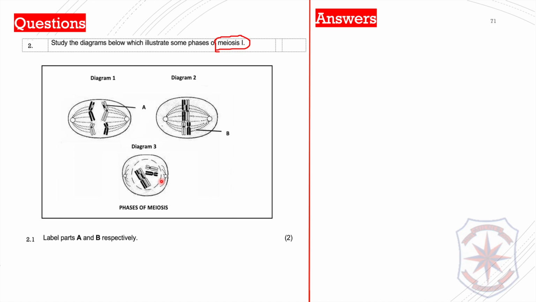Obviously, the first question is going to be to label parts A and B. So you would have labeled this in your question paper, both parts. You would have taken notes in your question paper. All you have to do now is to transcribe to your answer book. So part A is a chromatid, like we said, and then part B is the spindle fiber, or you can say spindle thread, or microtubules will also be correct.